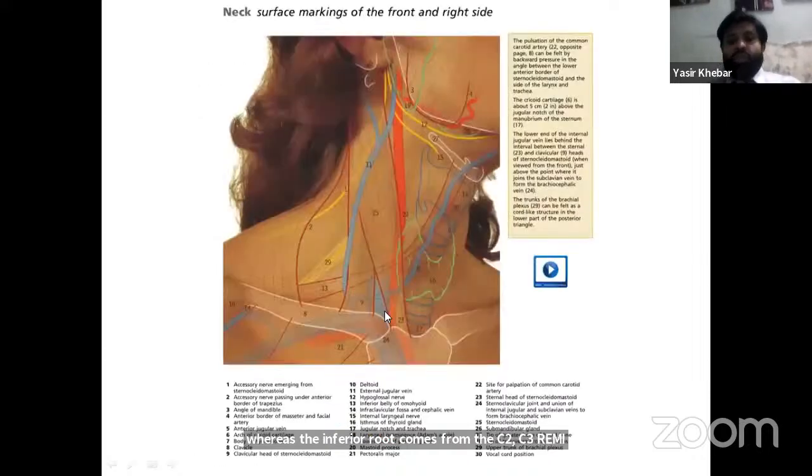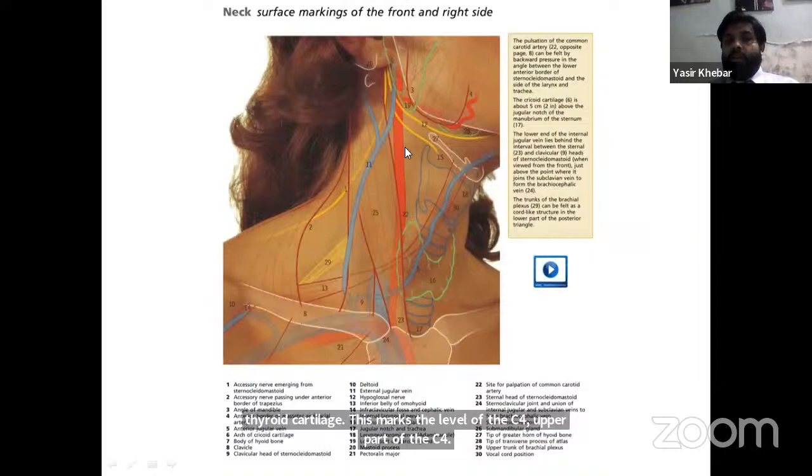So just going to the surface marking of these structures, the common carotid artery starts at the level of the sternoclavicular joint up till the upper border of the thyroid cartilage. This marks the level of the upper border of C4. This is the surface marking of common carotid.